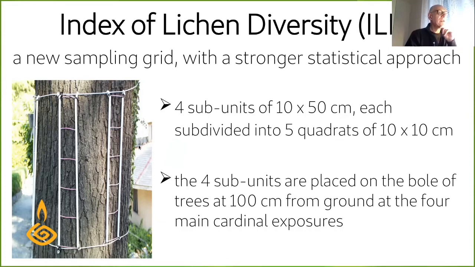And the 4 subunits are to be placed permanently at the north, south, east, and west cardinal points on the tree at 1 meter from the ground, precisely. So everybody can go on a tree and everybody knows what to do and knows where to place the grid. The method is the same, just go and count the frequencies, which are from 1 to 5 per 4 units. So for one species, it was from 1 to 10 here, now it's from 1 to 20. This is the simple change.